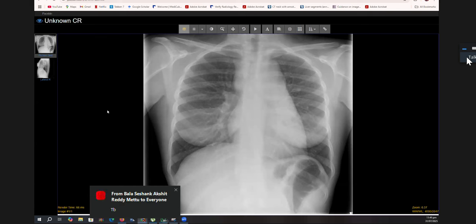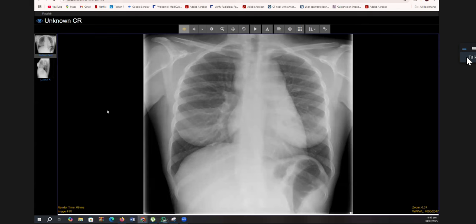Just tell me what you think the diagnosis is. Sir, there is an anterior mediastinal mass, and it could be lymphoma or thymoma. That's exactly what it is. So if the examiner just wants you to tell them what the diagnosis is, just come out with it.